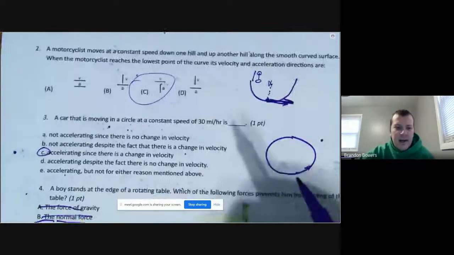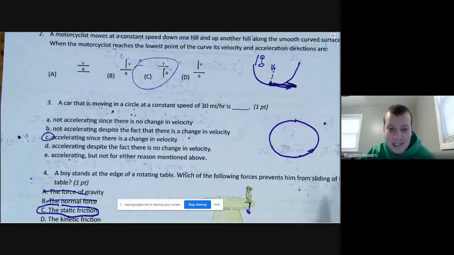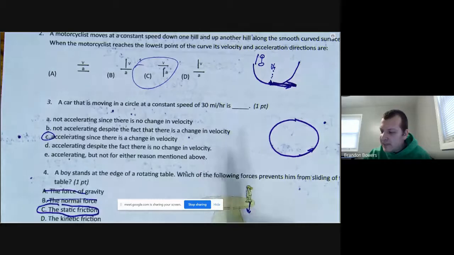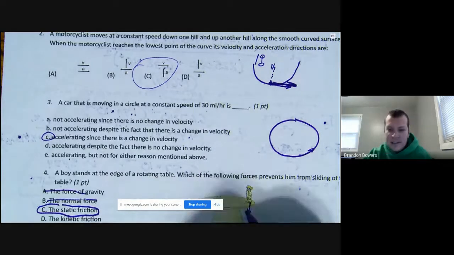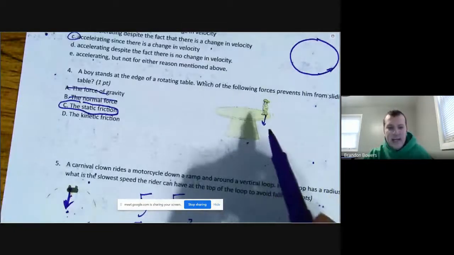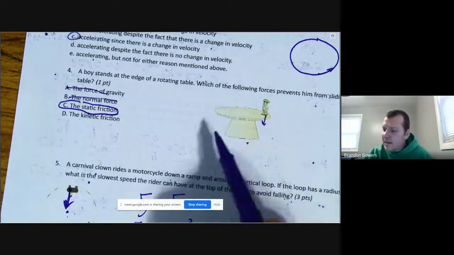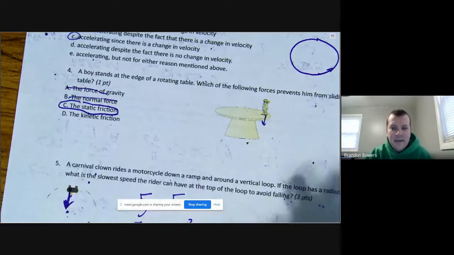A car that is moving around a circle, guys, if you're moving in a circle, you're always changing direction. And when you're changing direction, you're changing velocity. And when you're changing velocity, that changes acceleration. Let's see. This guy down here, he's standing still. When he's standing still, it's static friction.